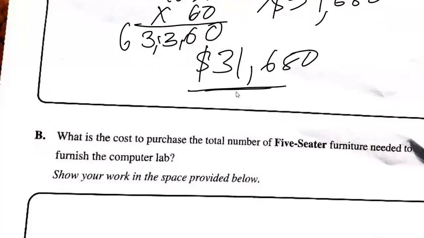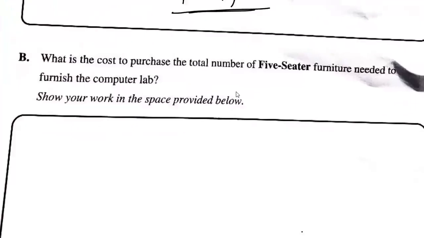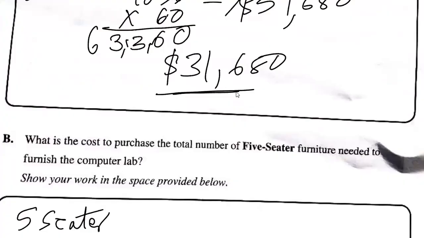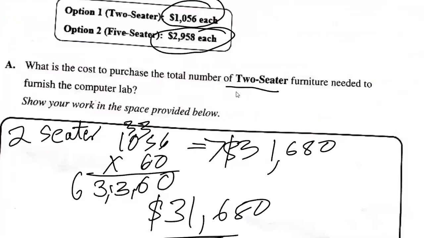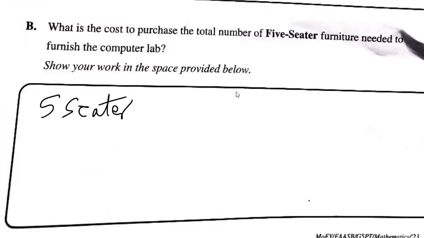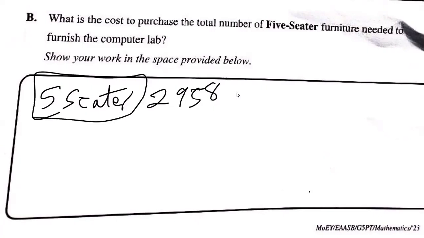What is the cost of the furniture for the total 5-seater? So now they want the 5-seater. Let's go back up to see the total for the 5-seater. I think it was 2,958. So the cost is 2,958. And remember, this is for 5 chairs. So technically, we could just multiply this by 11 because it's 11 5-seater units. So yeah, we could do it that way.